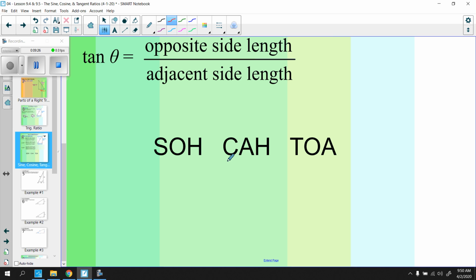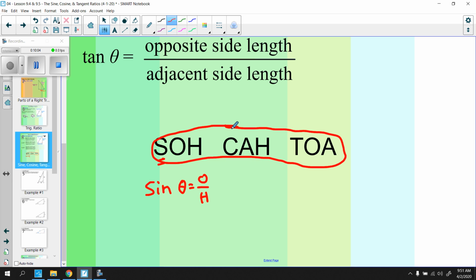SOHCAHTOA. It's a nonsense phrase, but that's your go-to for how to remember all 3 of these, because it's a lot to remember. So how this works is S stands for sine. The sine of an acute angle is equal to the O. Here are those big words, the same words we talked about on the first slide. The sine of an unknown acute angle is equal to the opposite length over the hypotenuse length.